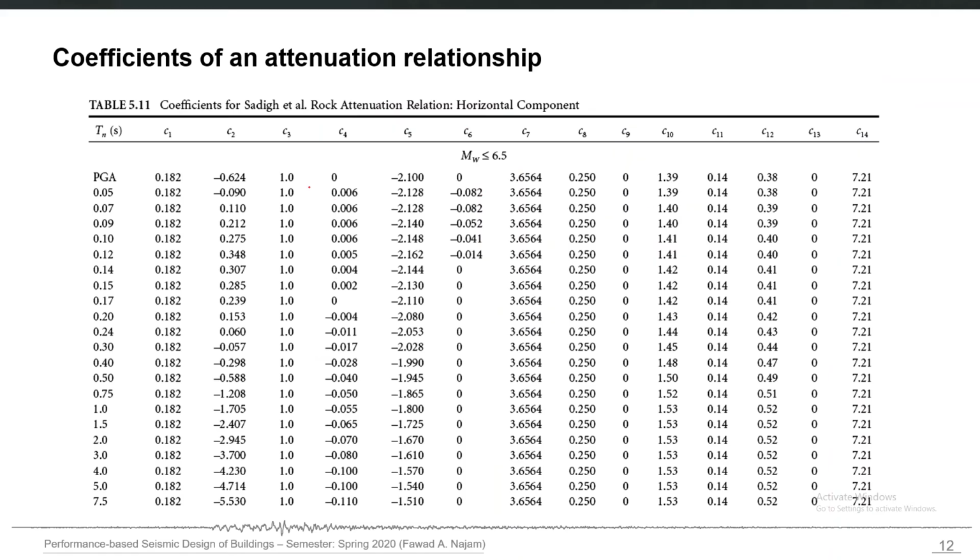So here you can see the coefficients of the ground motion prediction equation, C1 up to C14, for a particular GMPE from this reference. You can see here that these coefficients are for PGA value, but also for spectral acceleration at different time periods. So these values are spectral acceleration for different time periods.